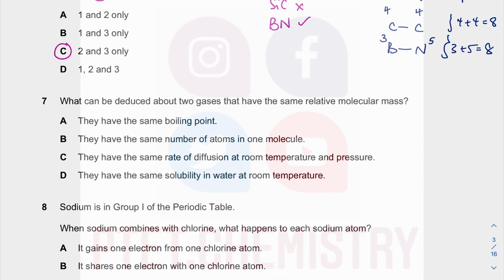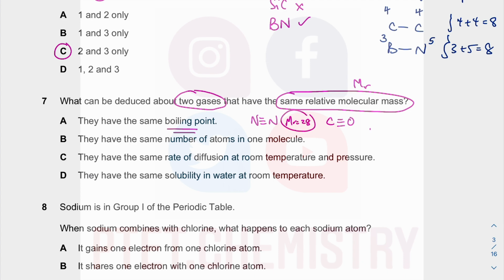Number 7, what can you deduce about two gases with the same relative molecular mass? So the Mr is the same, all right? Can we say they have the same boiling point? Well, when you have N2 and you have CO, that is how the structures look. Then you have Mr equal to 28, and this Mr equal to 28 as well, because 12 plus 16 is 28. So they have the same molecular mass, but actually they do not have the same boiling point, okay?